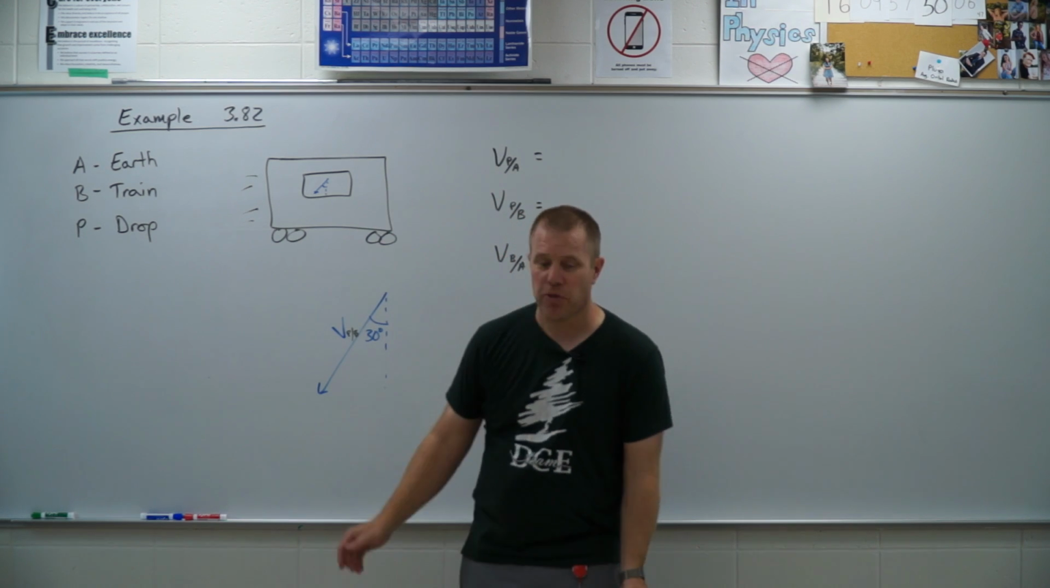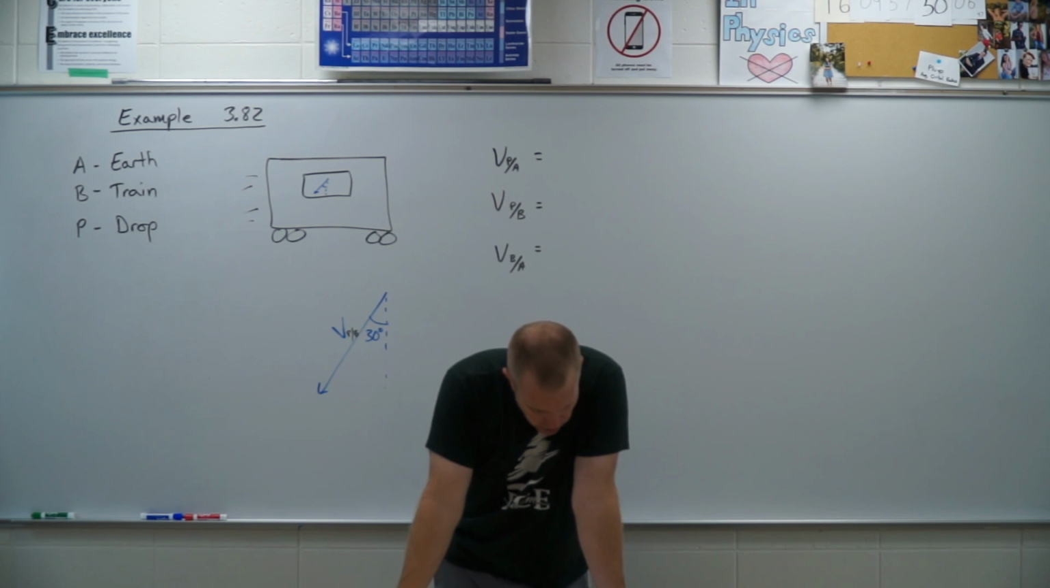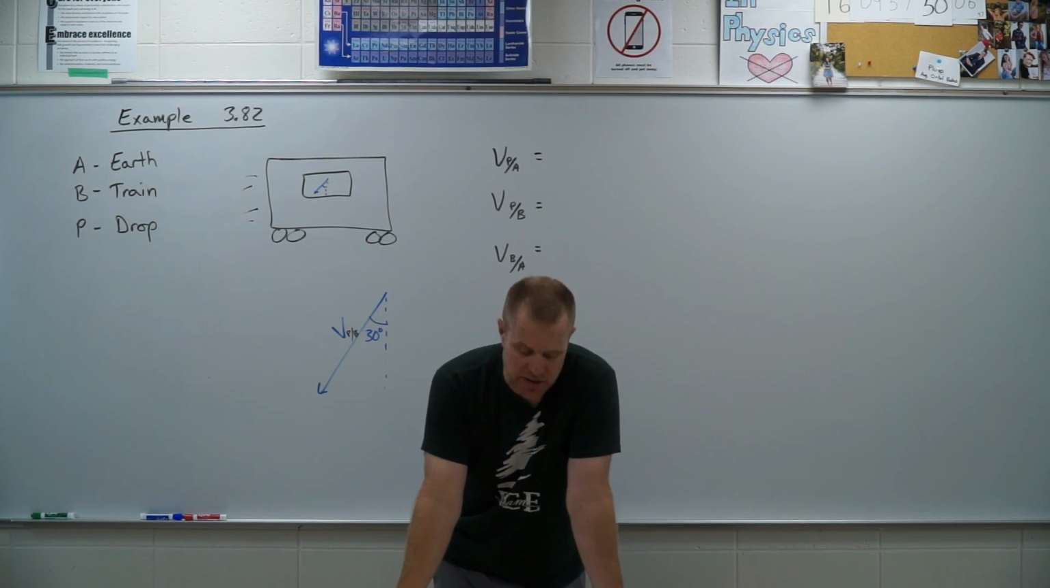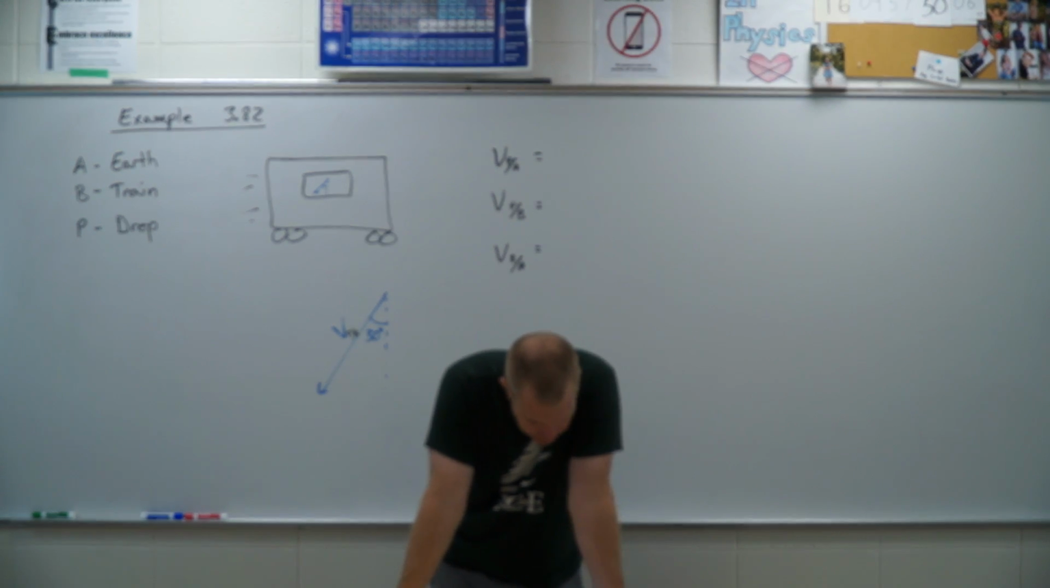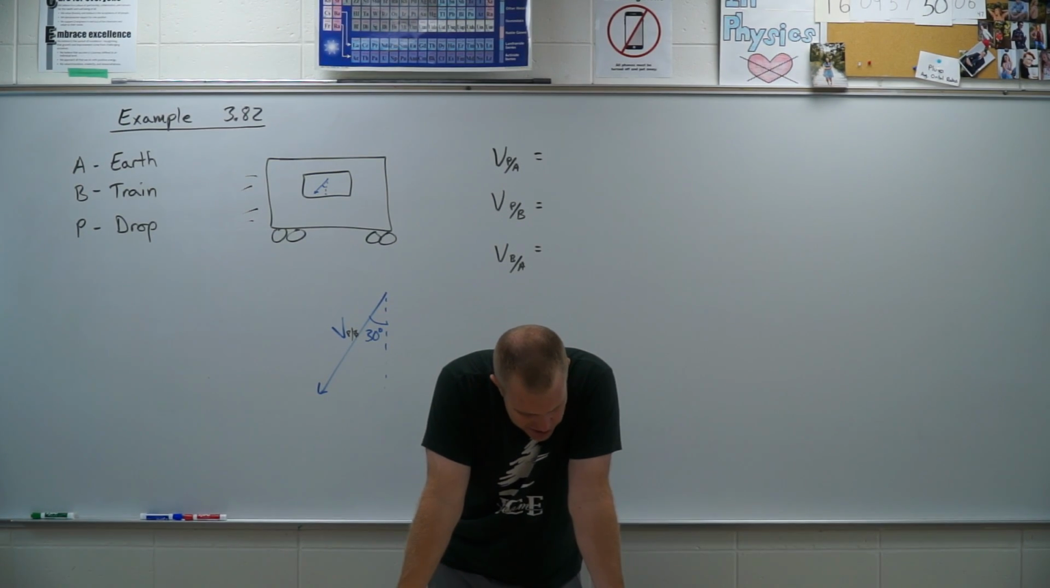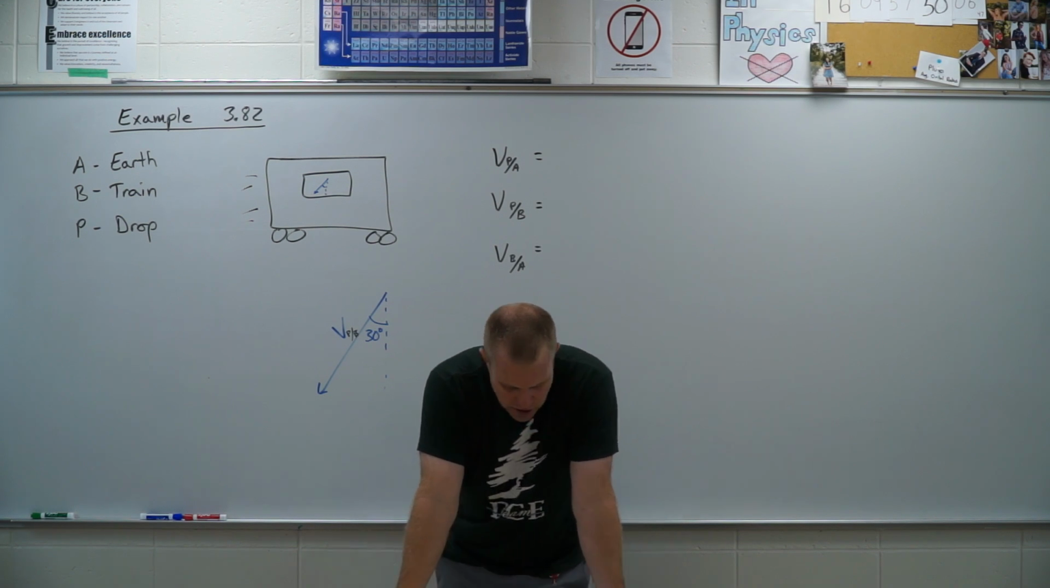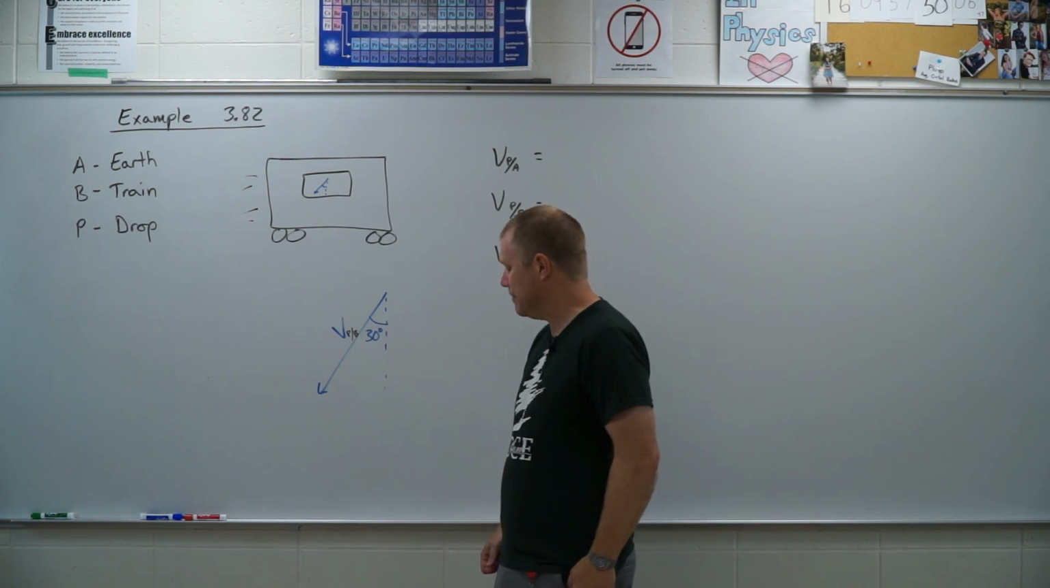Right, let's take a look at example 3.82. A train's velocity is 12 meters per second eastward relative to the ground, and raindrops are falling with a vertical velocity with respect to Earth that make traces inclined at 30 degrees to the vertical on the windows of the train. The first part, A, asks: what is the horizontal component of the drop's velocity with respect to the Earth and with respect to the train?